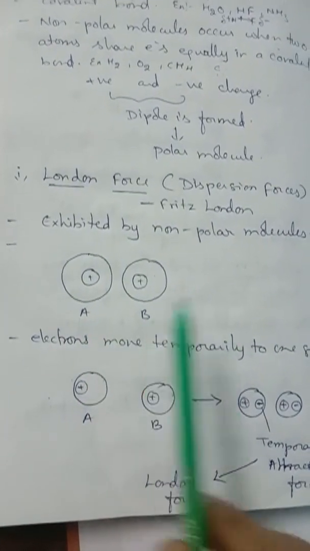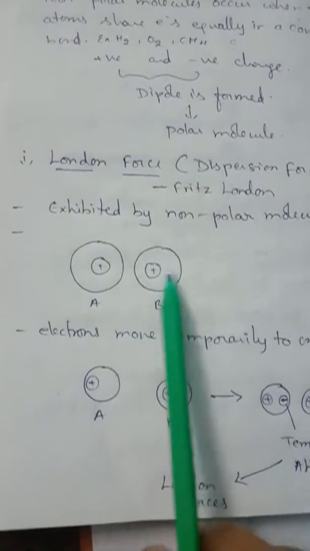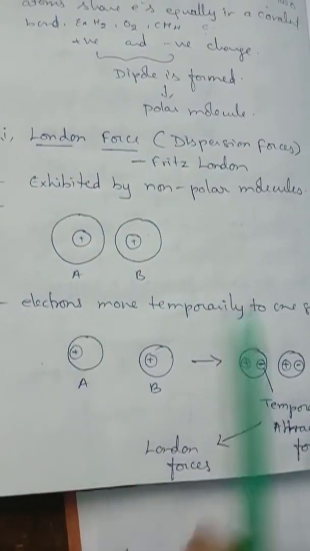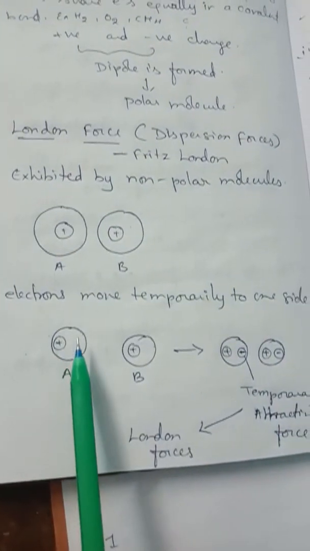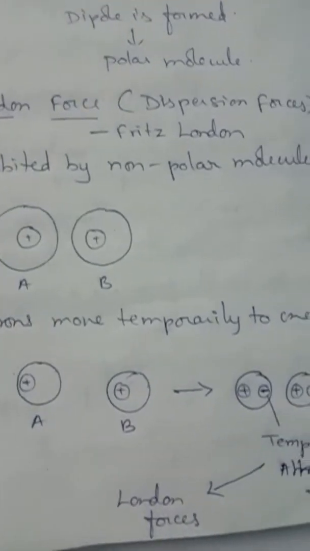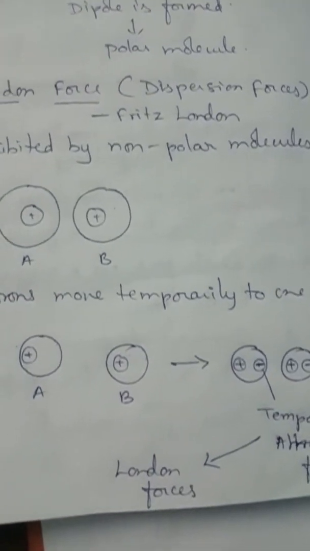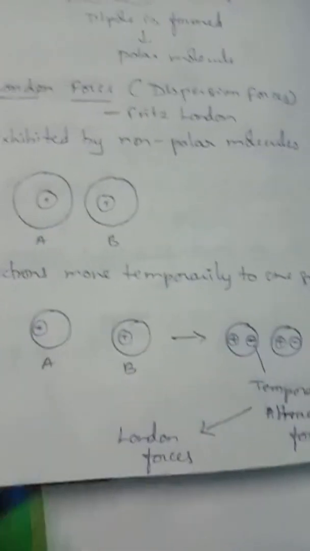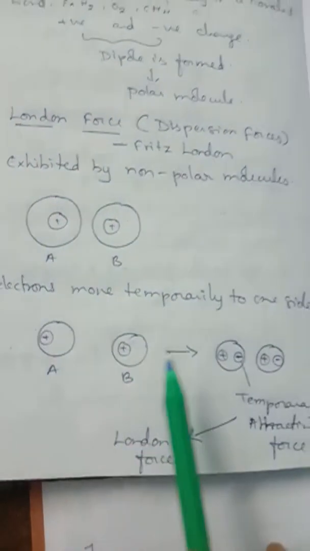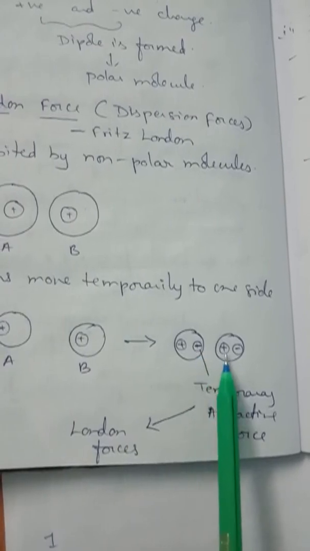Atom A and atom B. In atom A and atom B, the electrons are present at the center first. Later, the electron moves temporarily to one side. When they move temporarily to one side, the temporary dipoles of atom A and B attract each other. So when the electron moves towards one side, a temporary dipole will be induced.